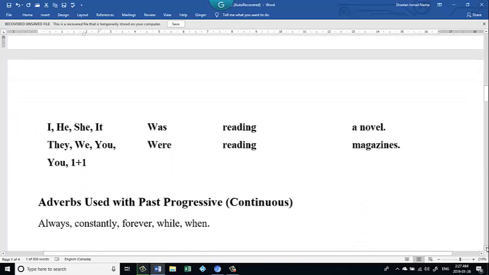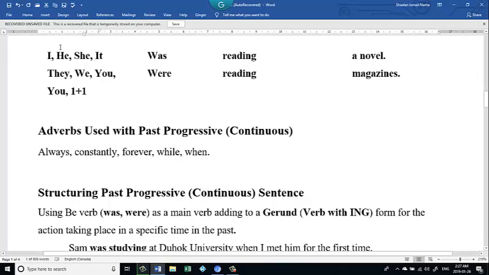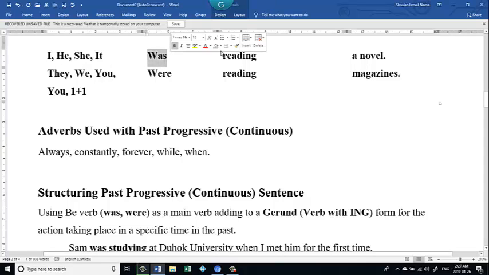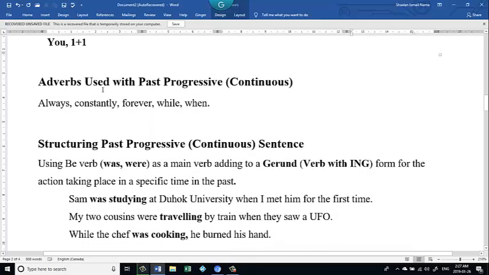How to construct past continuous. With the subject I, he, she, it, we use was, then the verb with ing form, then the object. With they, we, you, we use were, then the ing form, then the object. We use adverbs with the past continuous. For example, adverbs used with the past progressive: always, constantly, forever, while, when.